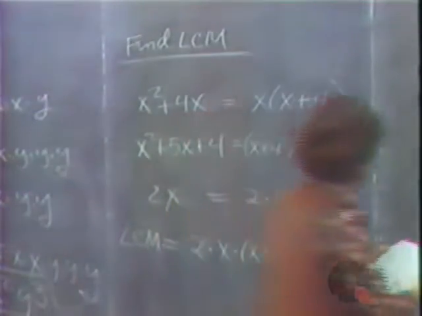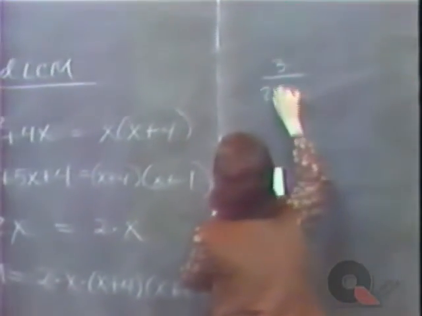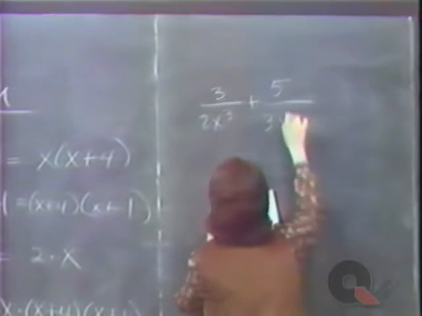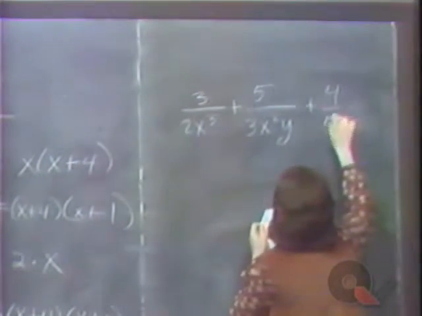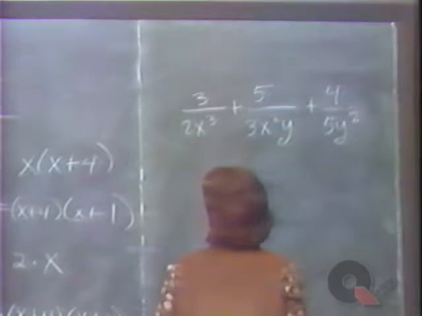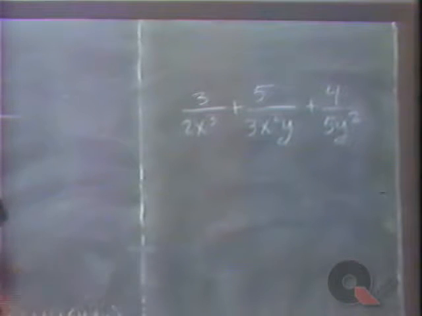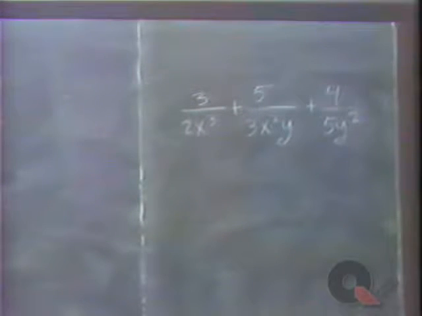Okay, let's try another problem where we add fractions. 3 over 2x cubed plus 5 over 3x squared y plus 4 over 5y squared. We want to find the least common denominator for those denominators. By the way, you can try this on your own. Shut the machine off and then turn it back on when you finish to see how you've done.